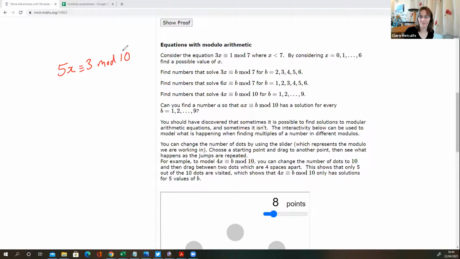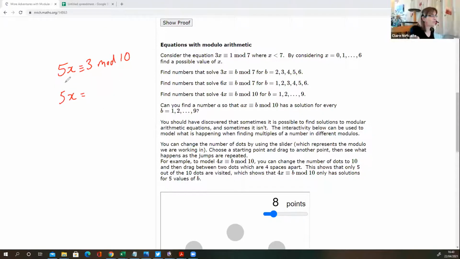Yes, I like that explanation. Yes, 13, 23, 33, 43 are all equal to 3 mod 10, whereas multiples of 5 will end up in either 0 or 5.